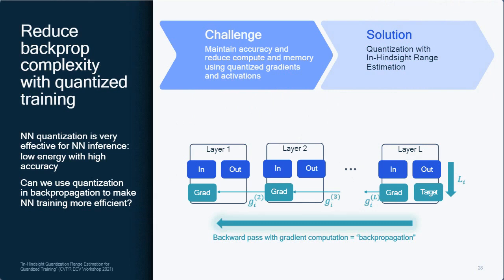So let's start with reducing the complexity of backpropagation when we look at quantization. First of all, quantization in integer arithmetic has been a very successful way of improving the energy efficiency of inference on device and making AI more ubiquitous. Now, in backpropagation, we can benefit from what we've done in the forward pass, but we have to extend it to the backward pass, to the gradient computation. And the challenge, just as in inference, is we want to maintain the accuracy and still reduce the compute and the memory. The solution, which we have in a recent paper from the CVPR workshop earlier this year, is quantization with what we call in-hindsight range estimation. And I'll explain that a little bit more.